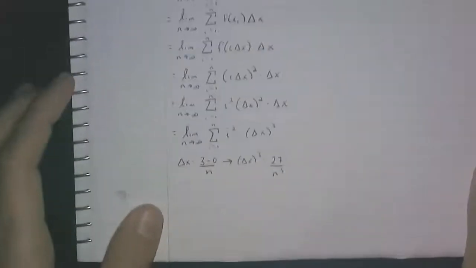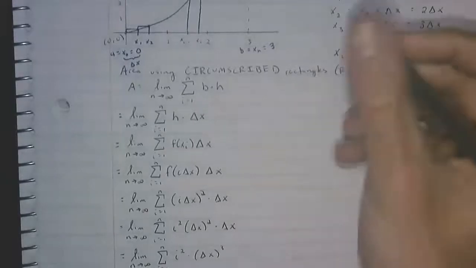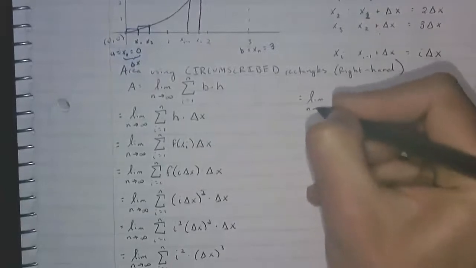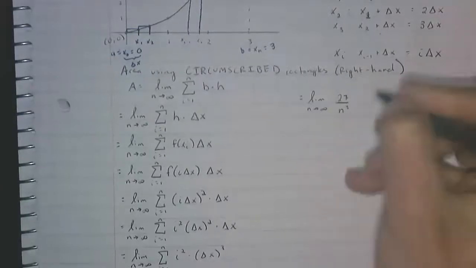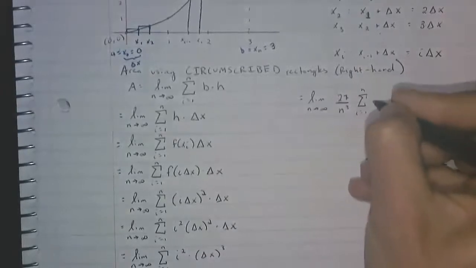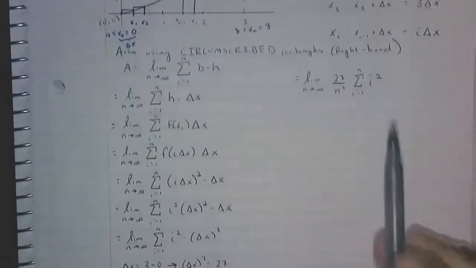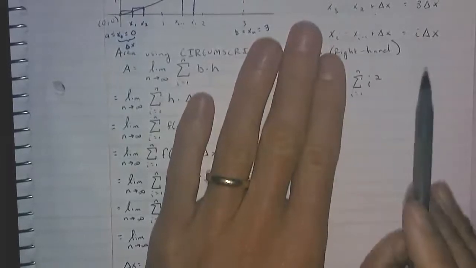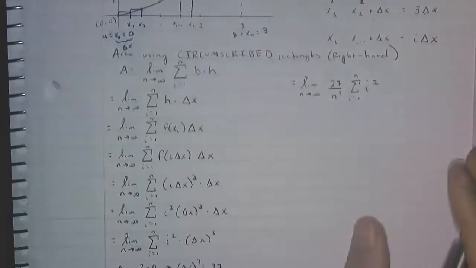And so I'm going to start this back up here. And so what that means is we can write this as the limit as n goes to infinity of 27 over n cubed times the sum from 1 to n of i squared. We'll just then worry about this sum, see what that comes out to, and then only apply the limit once we've only got n's involved that we've simplified down.